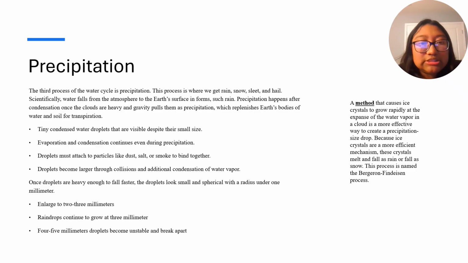Precipitation. The third process of the water cycle is precipitation. This process is where we get rain, snow, sleet, and hail. Scientifically, water falls from the atmosphere to the Earth's surface in forms such as rain. Precipitation happens after condensation once the clouds are heavy and gravity pulls them down as precipitation, which replenishes Earth's bodies of water and soil for transpiration.